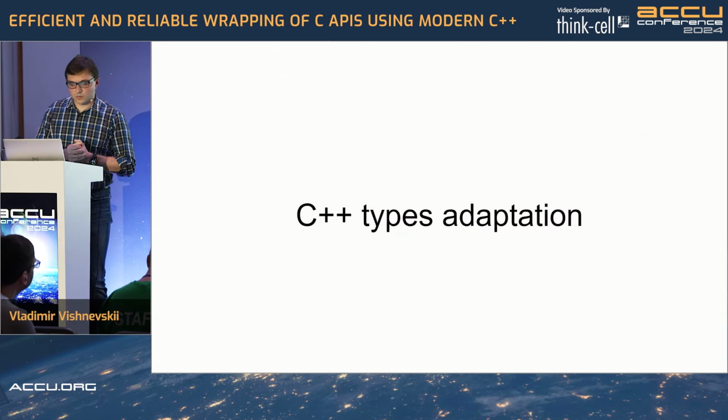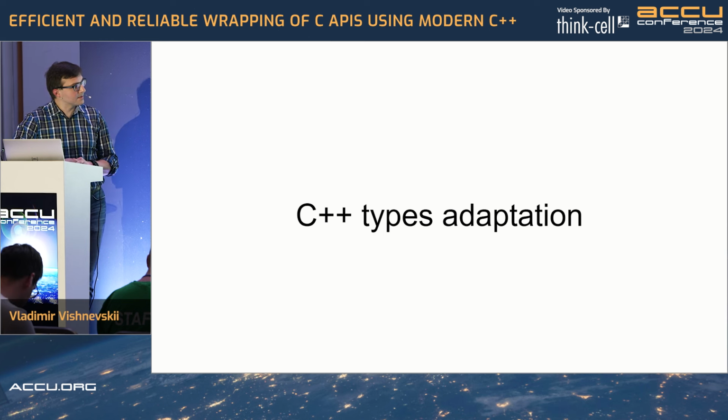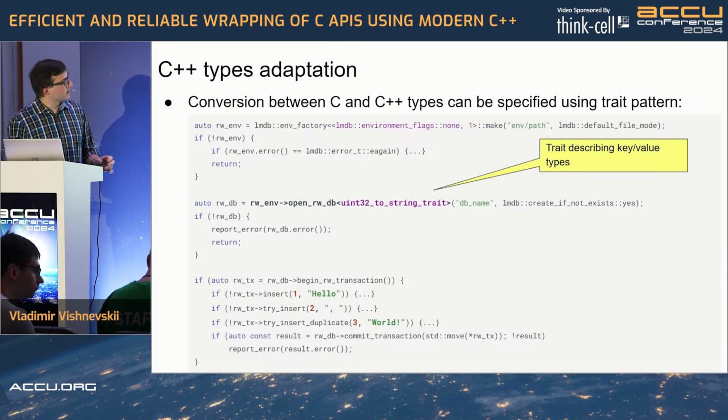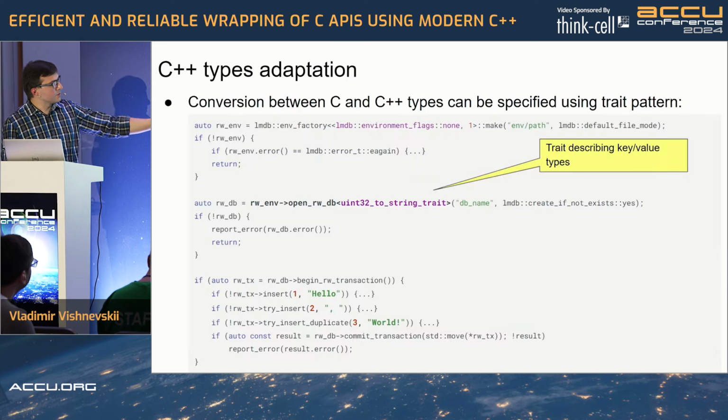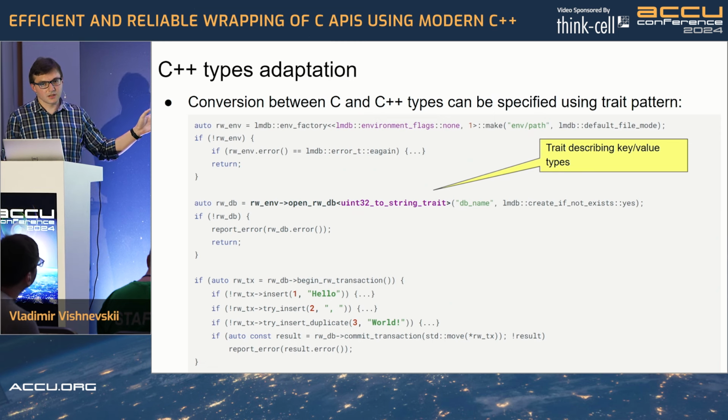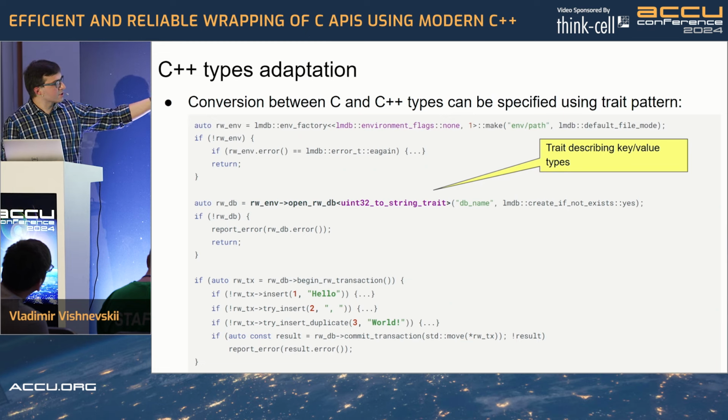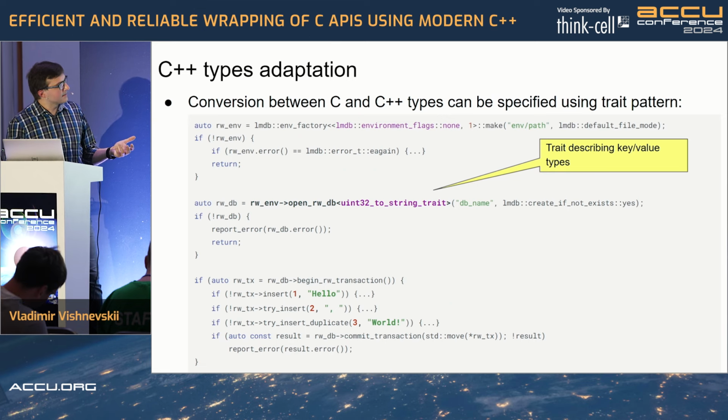The next thing that I also wanted to mention is the C++ types adaptation. Yeah, so in our code, we are using just the normal types. We are not operating with abstractions. We are using integers, we are using strings, and the client should be protected from the C representation of this data.